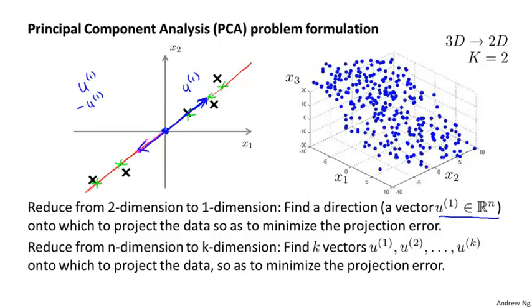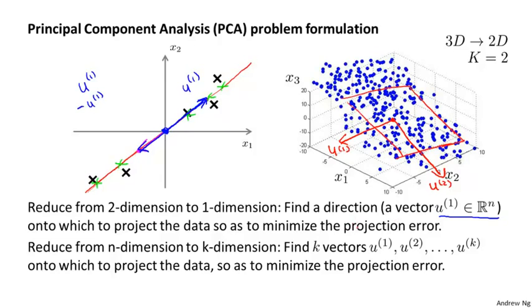I'm going to find a pair of vectors, so starting from the origin, here's U1, and here's my second vector, U2, and together these two vectors define a plane, or they define a 2D surface, right? Kind of like this sort of 2D surface onto which I'm going to project my data.